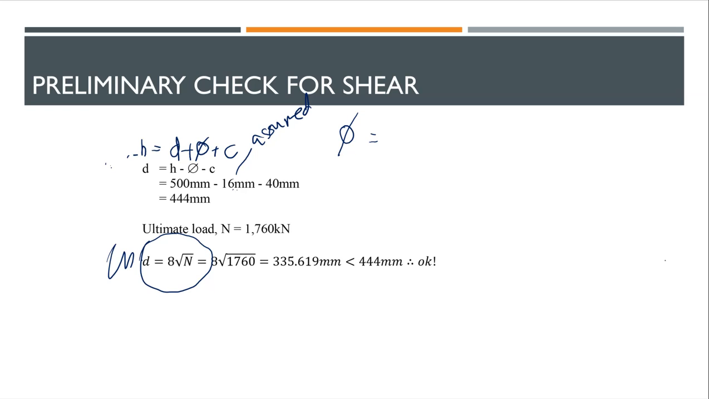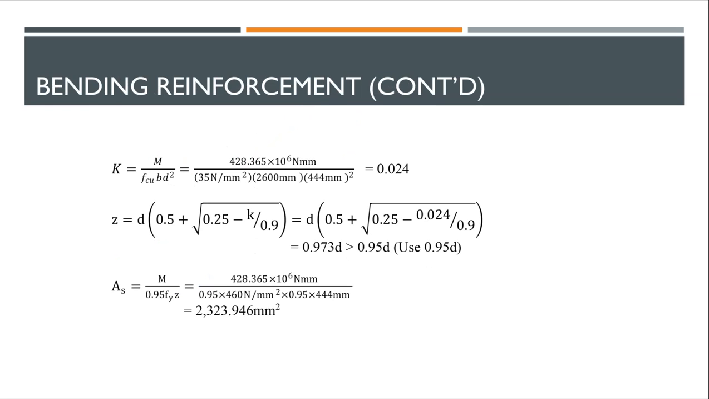Okay, after we dah check, so basically it is okay. So kita boleh proceed to calculate for AS. Okay, kita boleh calculate AS using the formula of K, Z and AS.